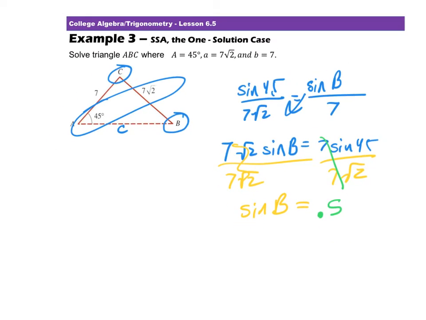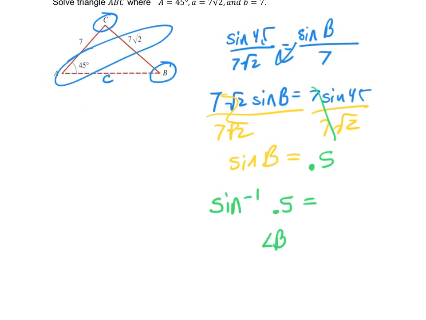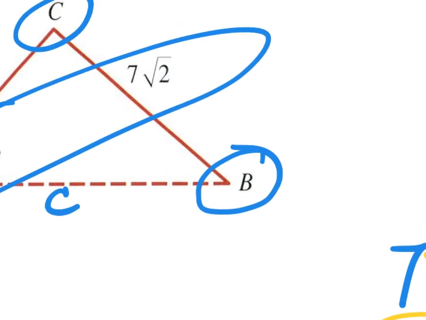0.5. Now we look at that and I say, okay, great, sine of B equals 0.5, but I'm not looking for 0.5. I don't want to know what the sine of the angle is. I want to know what the angle measure is itself. So if you guys remember from section 6.4, when we were looking for angles, we're going to use inverse trig. So I'm going to hit sine inverse on my calculator, and I'm going to put in 0.5 and see what I get. And my answer comes out that angle B is 30 degrees.